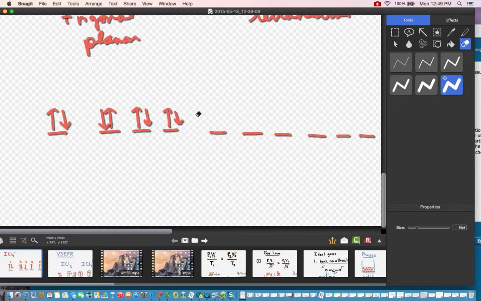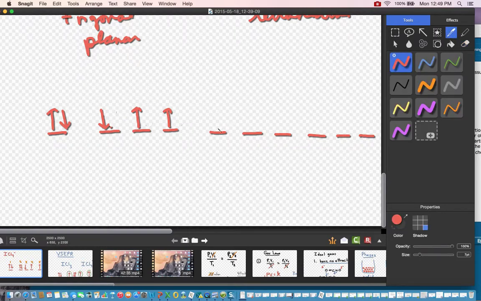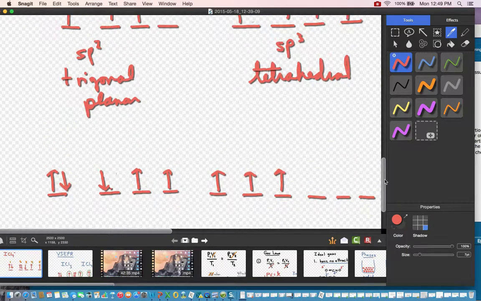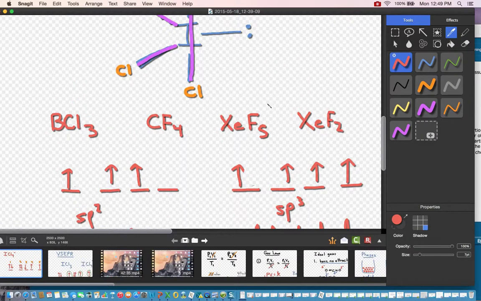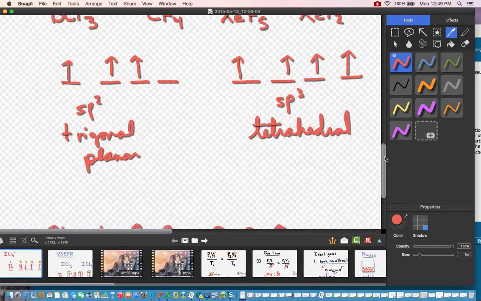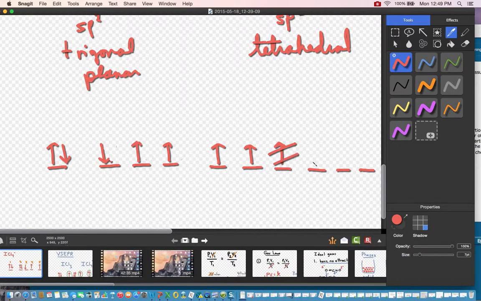So for XeF5, I'll promote once, twice, and 3 times. And what I didn't show you is that you would have to lose one of those electrons, so it should be XeF5 plus. One of those goes away, and you have 1, 2, 3, 4, 5, 6 areas of density. So it's octahedral family where it's making 5 bonds.